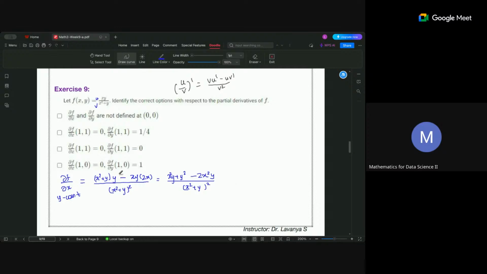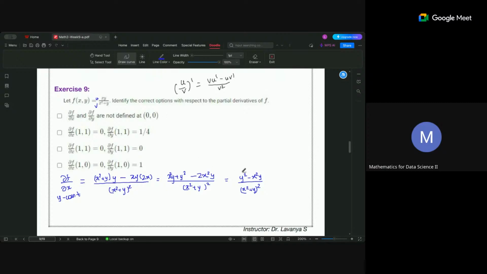Okay, so now you see what is ∂f/∂x. The same way you can calculate ∂f/∂y. Maybe we can simplify this if you want. So how can we simplify this? This is (y² − x²)y over (x² + y²) the whole square. Okay.